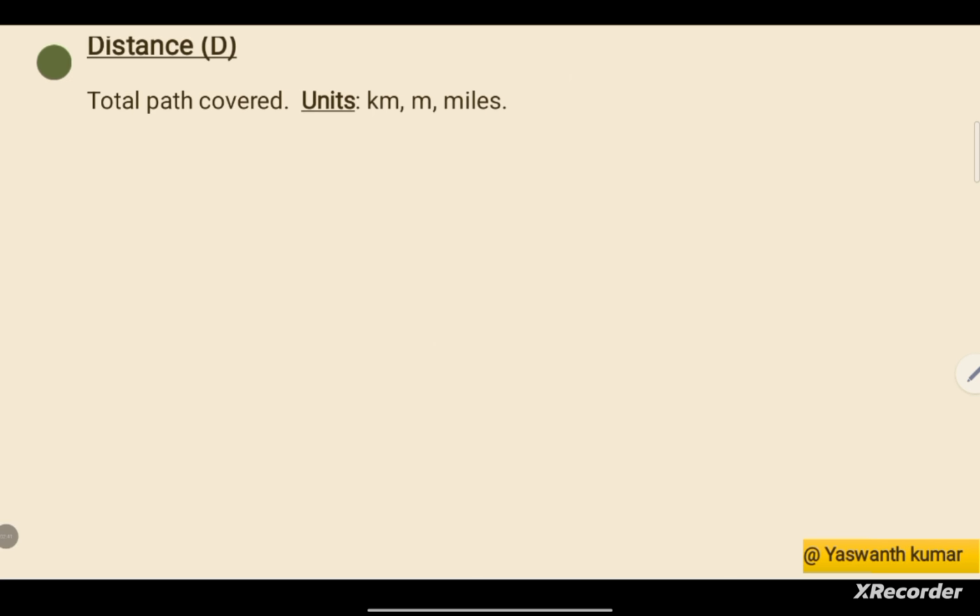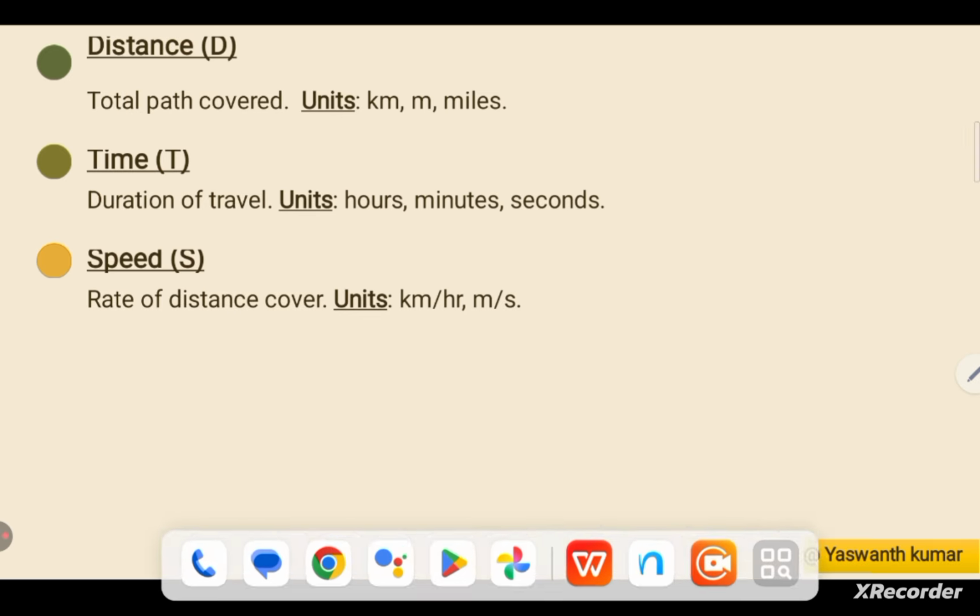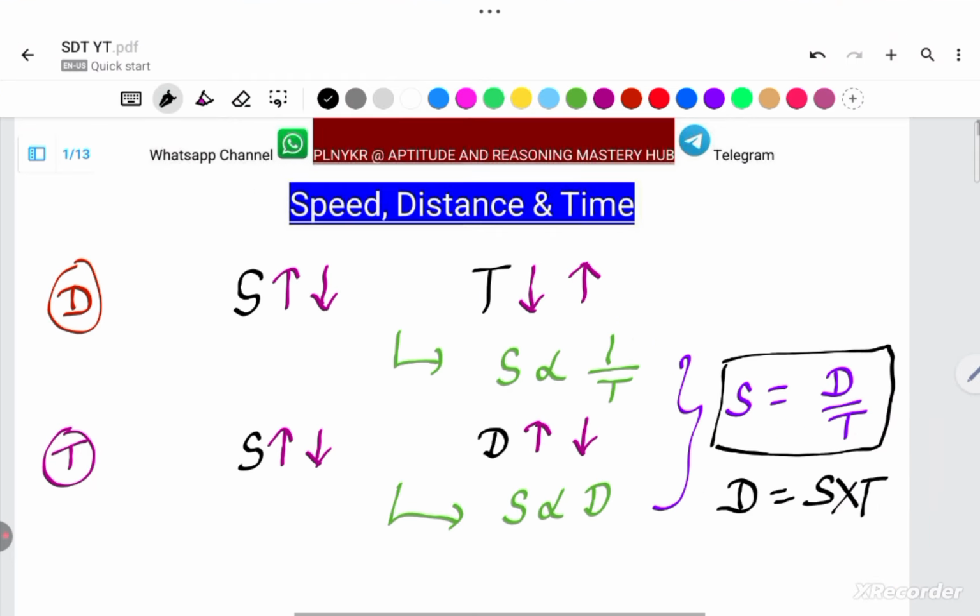As said, distance is the path covered. The units will be kilometers, meters, and miles. And coming to time, it will be measured in hours, minutes, or seconds. Whereas the speed will be measured in kilometers per hour or meters per second. Be familiar with the unit conversions.